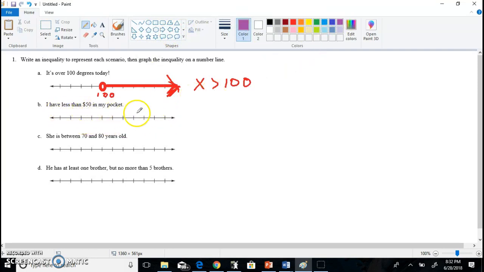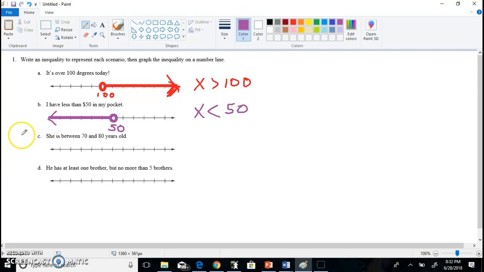I have less than $50 in my pocket. So I have less than $50. So let's just find a place and put a 50. So if we have less than, does that equal 50? No, it's less than 50. So we want an open circle, and then less than would be shading to the left.